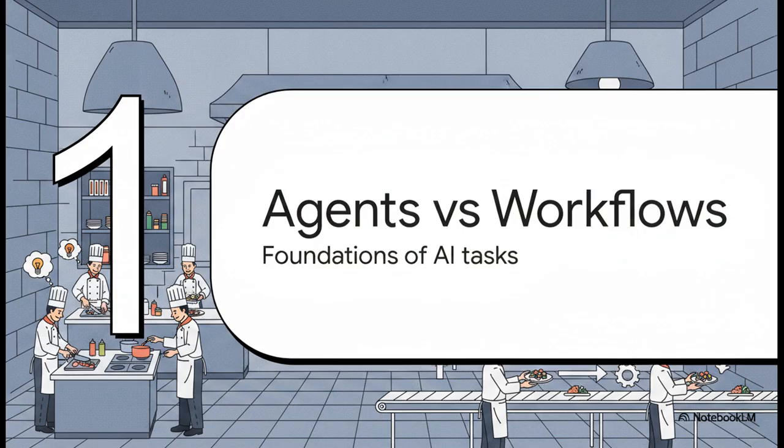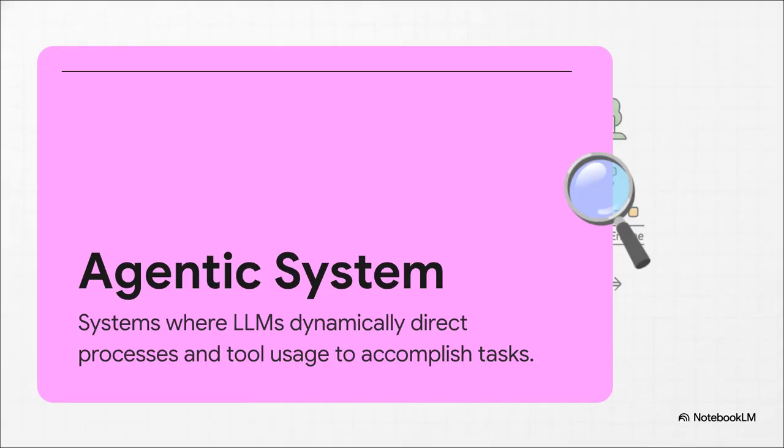All right, Section 1, agents versus predictable workflows. Let's step right into the back of our metaphorical restaurant to see how different tasks are handled. Okay, first key term to lock in, agentic system. Now, Anthropic actually uses agentic system as a big umbrella term. It covers both strict predefined workflows and those fully autonomous agents.